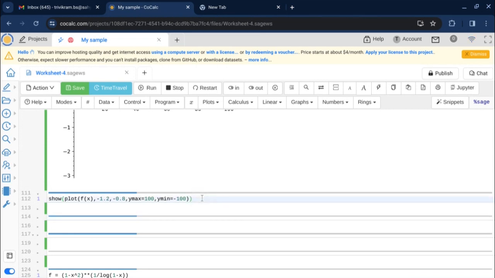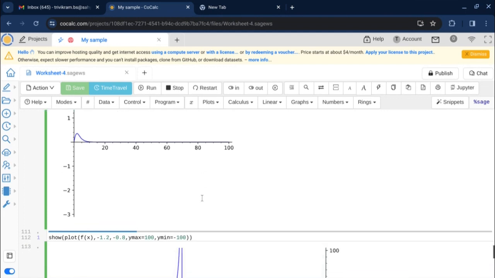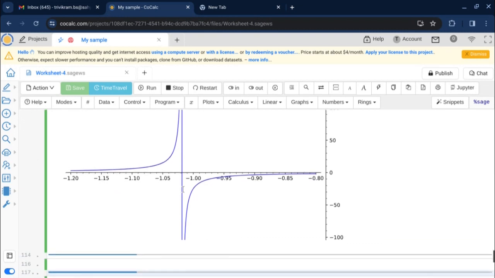I am going to plot in a different mode. That is, plot of function f of x with x taken from -1.2 to -0.8, and y max I have taken as 100 and y minimum I have taken as -100. So it will show it in detail. If you want to zoom any graph, you can zoom it in this manner.